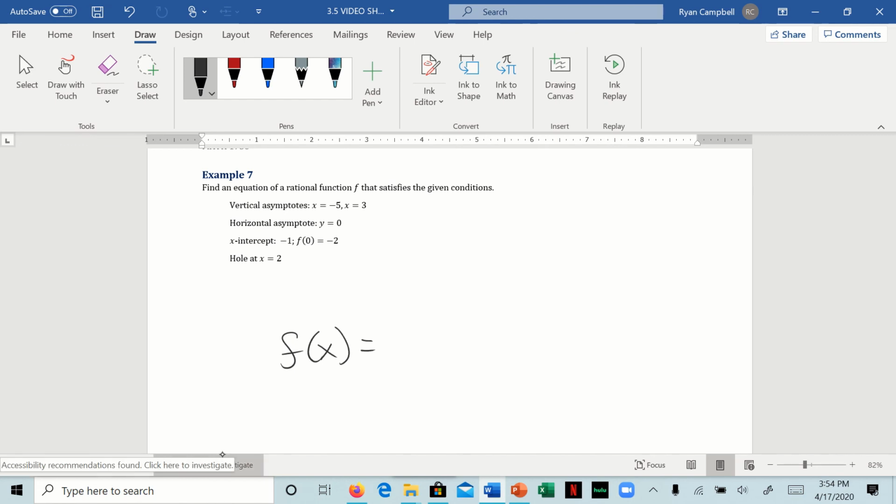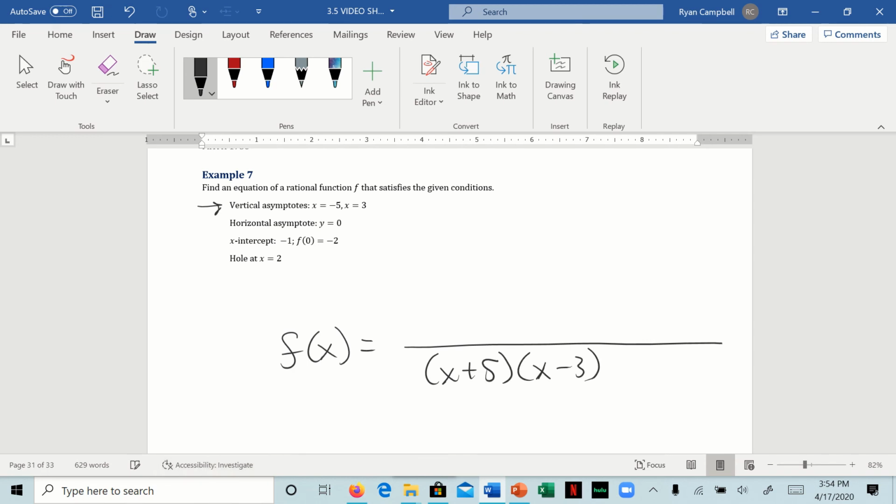All right, so we know we have f of x equals something. So vertical asymptotes go on the bottom. So that's going to be x plus 5, x minus 3. X-intercept goes on the top. So that's x plus 1. Holes go on the top and the bottom. So x minus 2, x minus 2.